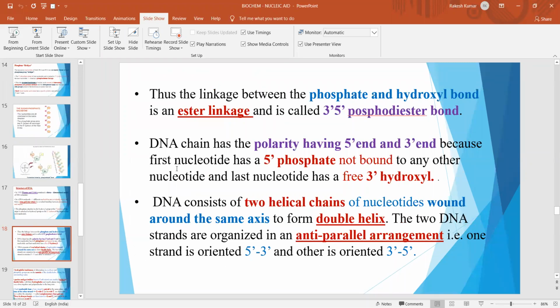Thus, the linkage between the phosphate and the hydroxyl group is an ester linkage and is called a 3', 5' phosphodiester bond. The DNA chain has polarity, having a 5' end and a 3' end, because the first nucleotide has a 5' phosphate not bound to any other nucleotide, and the last nucleotide has a free 3' hydroxyl.